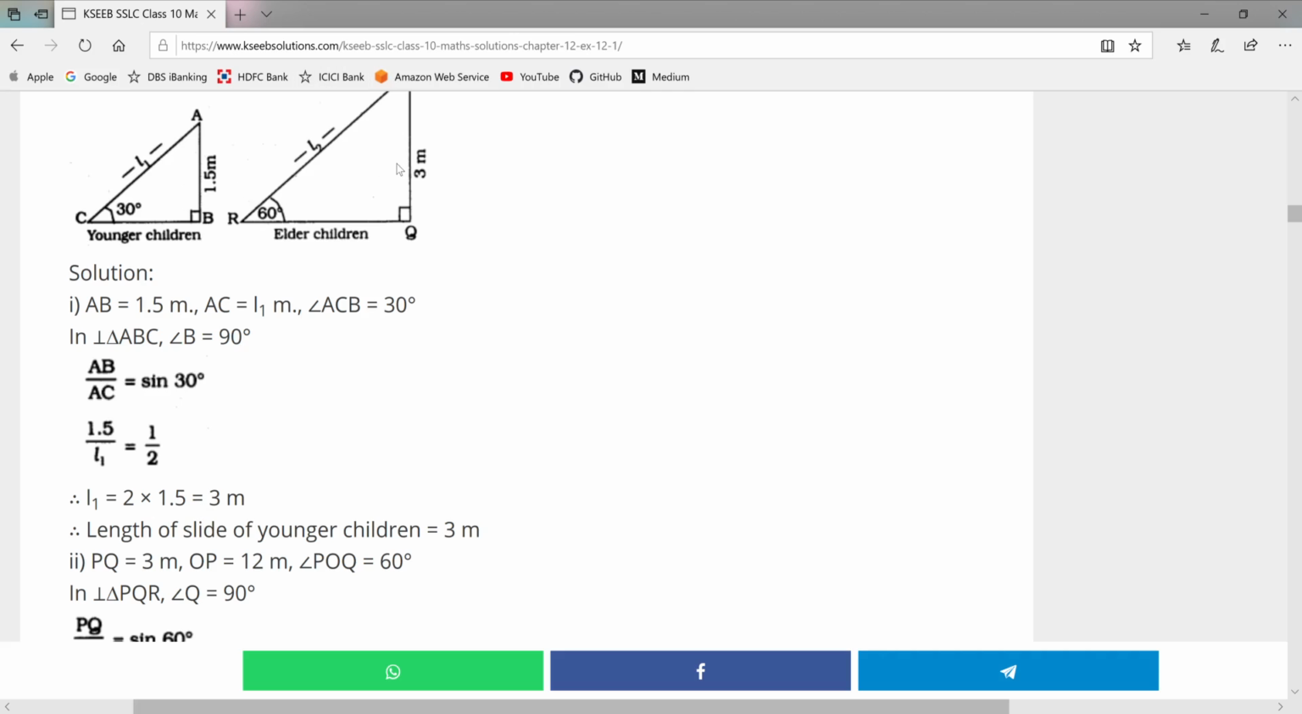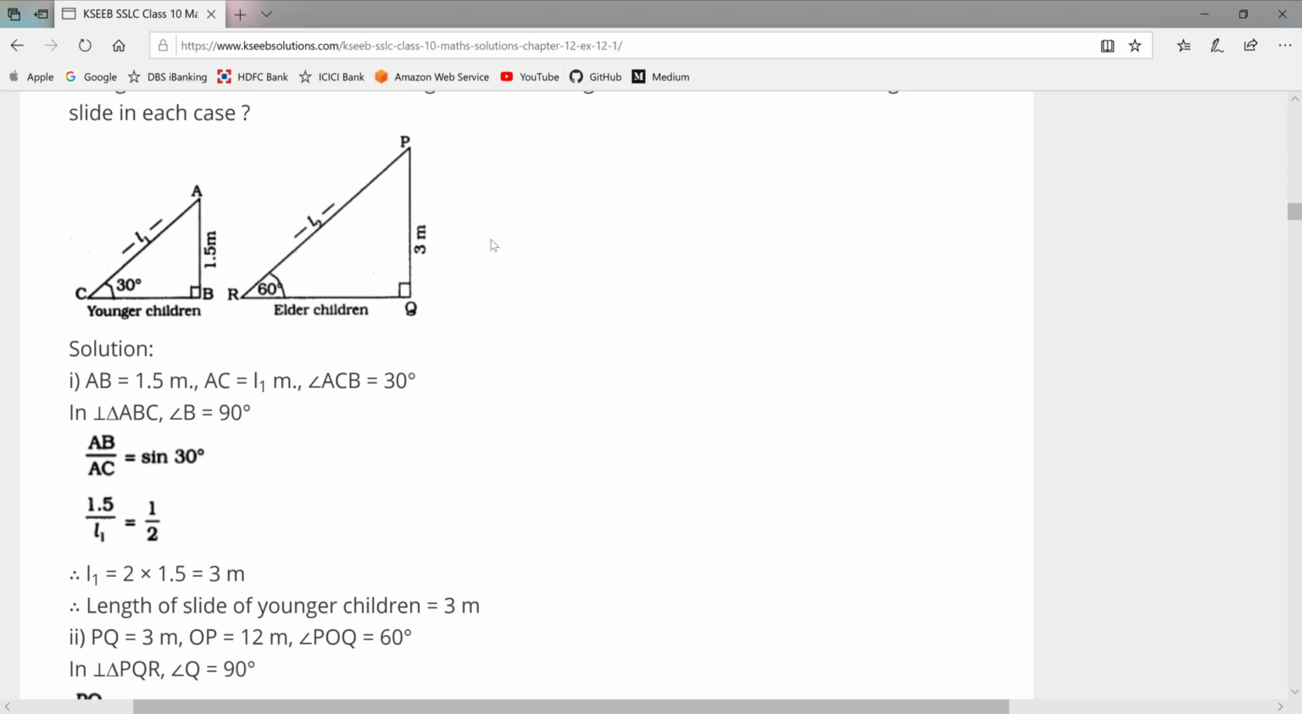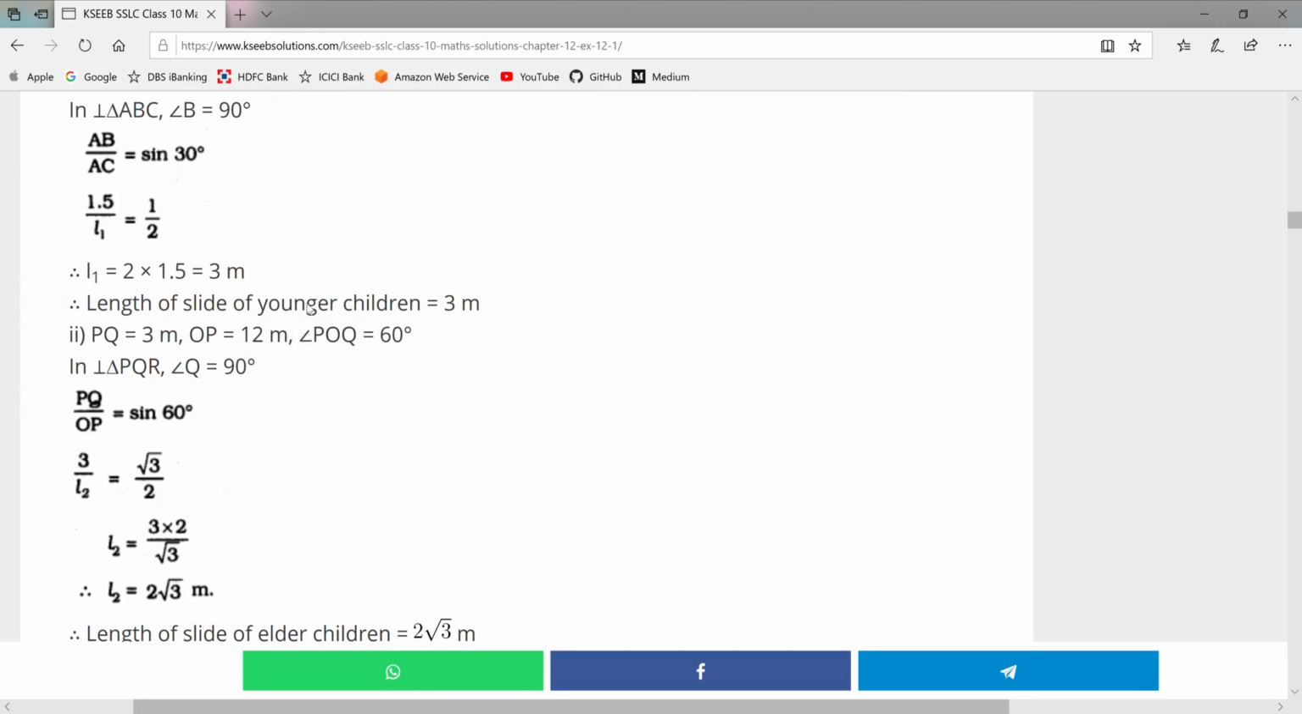The same thing we have to do for the second right angle triangle, that is PQR. In this right angle triangle, PQ is the opposite side for the angle 60° and PR is the hypotenuse side. The adjacent side is QR. We are not going for the adjacent side; only the opposite and the hypotenuse, both are included in sine. So take sine theta, where the theta value is 60°. Sine 60° is equal to opposite divided by hypotenuse. Opposite is PQ and hypotenuse is PR.